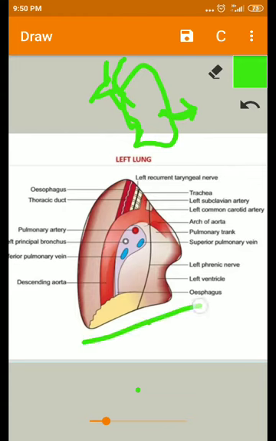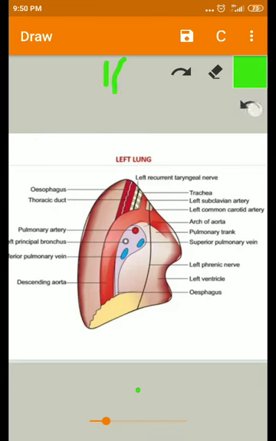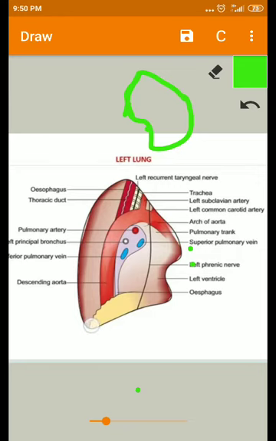So now we are seeing the left lung mediastinal surface. The simple thing is, when we rotate this, the cardiac notch will be present on this side, and the posterior border of this mediastinal surface will come on this side.